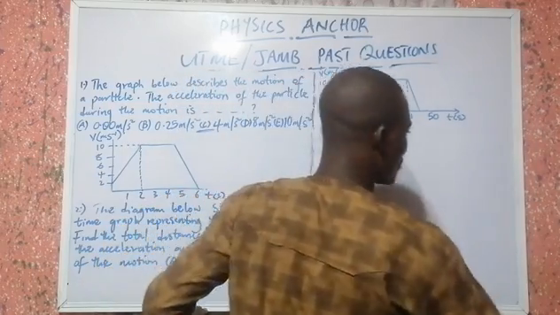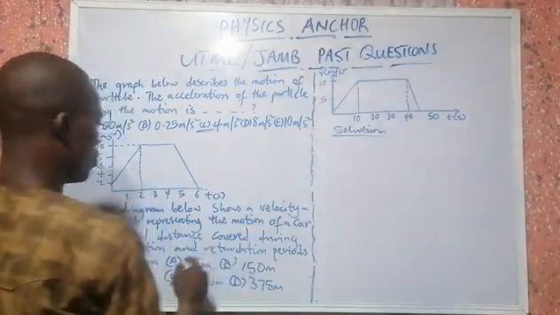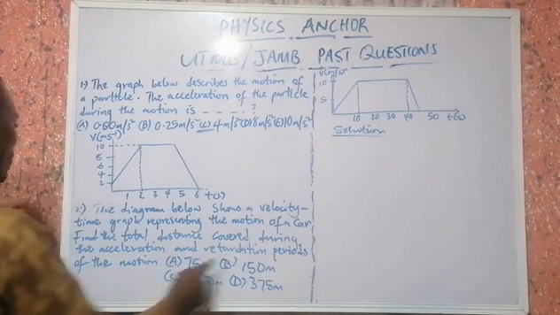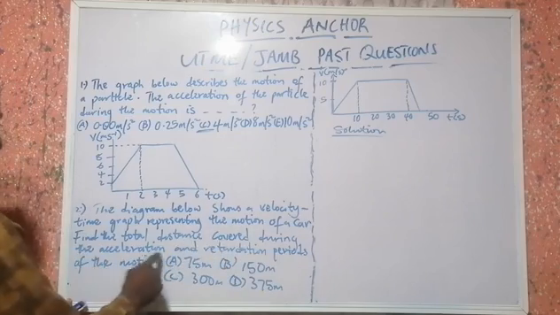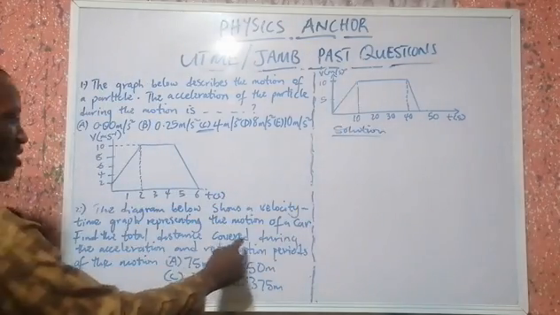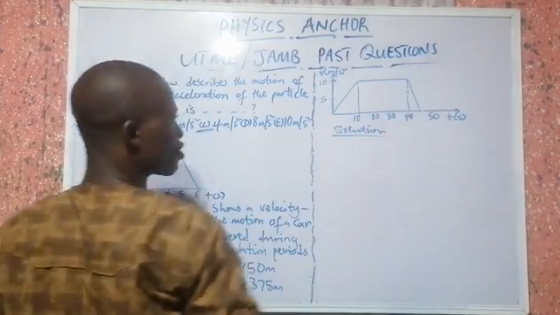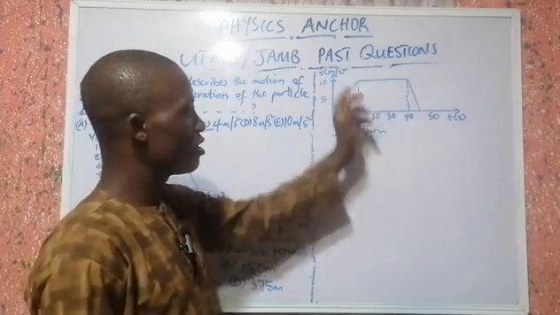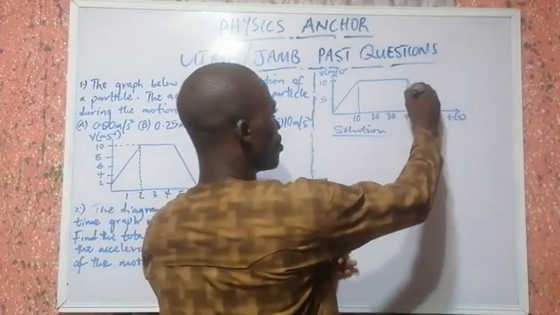In question number 2, the diagram below shows a velocity-time graph representing the motion of a car. Find the total distance covered during the acceleration, which is this region, and the retardation periods of the motion, and the distance covered during the retardation period. In other words, we are going to find the distance covered during the acceleration, find that during the deceleration, and then add them together. That's what they want us to find.